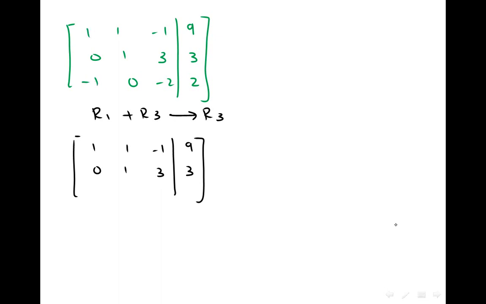Minus 1 plus 1 will be 0. 0 plus 1 will be 1. Minus 2 and minus 1 will be minus 3. 2 and 9 will give me 11. So now I have this 0. Now you can consider that this is my diagonal line. So what's left? It's left to make this 0. I need to change that to 0.